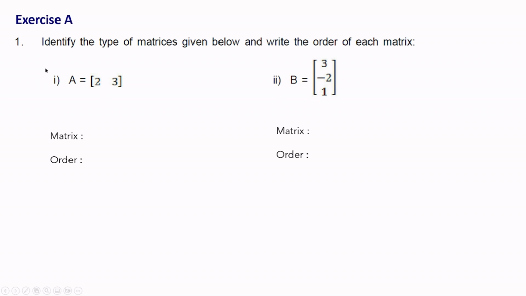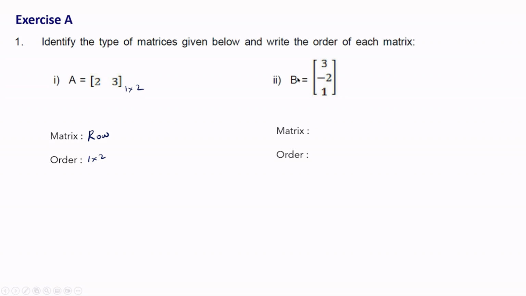The first question: identify the type of matrices given below and write the order of each matrix. The first one is A equal to [2, 3]. So here we can see that this matrix A has got only one row. So it is a row matrix and it has 1 row and 2 columns. The order is 1 by 2.